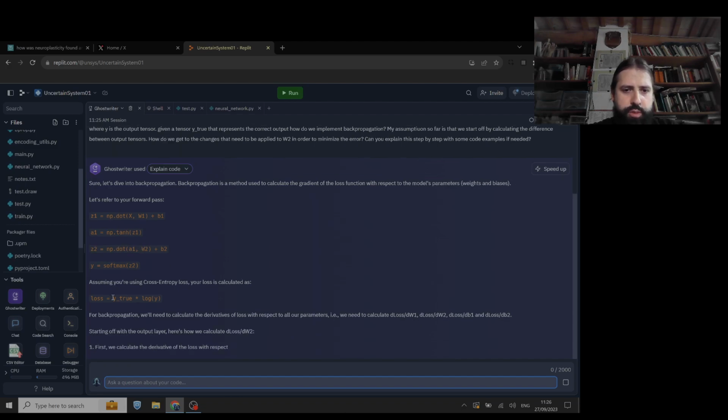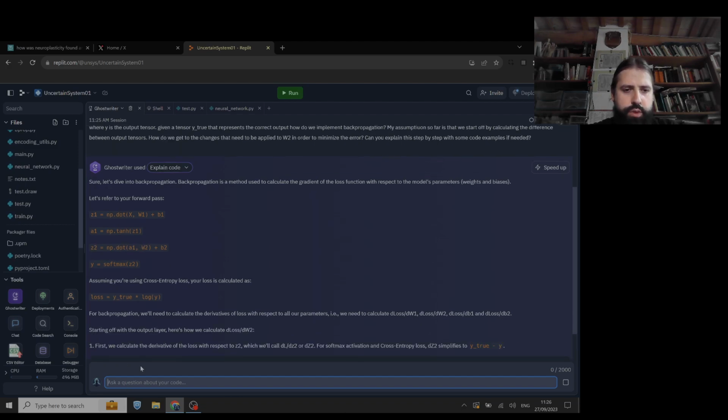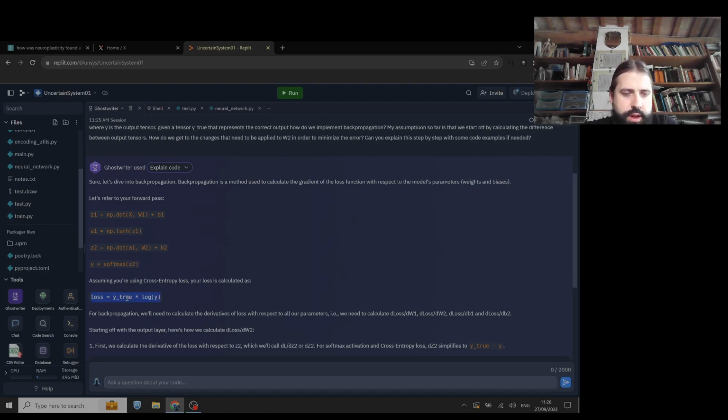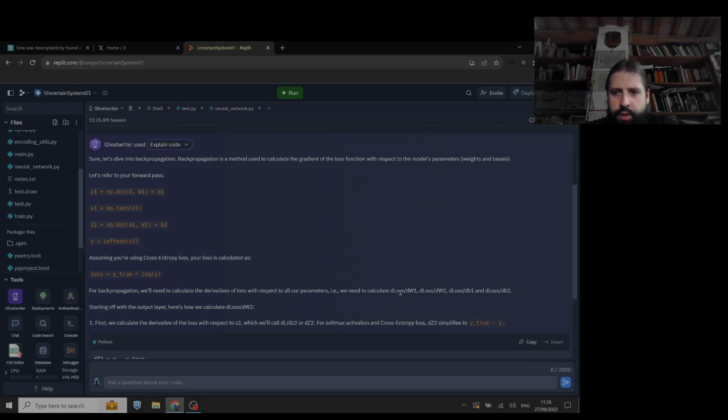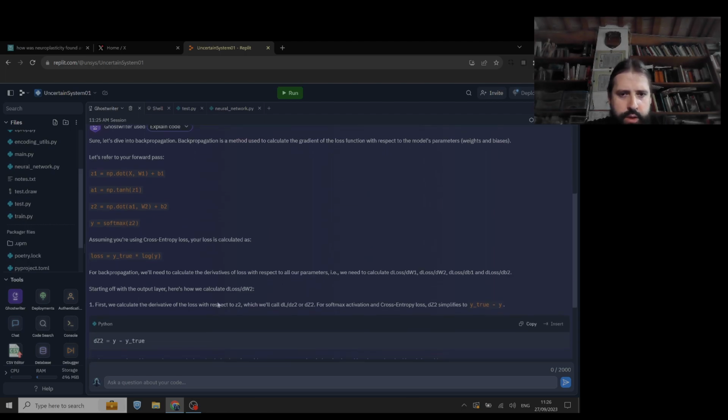Okay, so assuming you're using cross entropy loss, your loss is calculated like this: y true times log y. So we need to calculate the derivatives of the loss with respect to all our parameters. Yeah, that is the function we're trying to minimize, right? The parameter is just the output vector, the output tensor, right? We calculate the derivative of the loss with respect to W1, W2, B1, B2, starting off with the upper layer, W2.